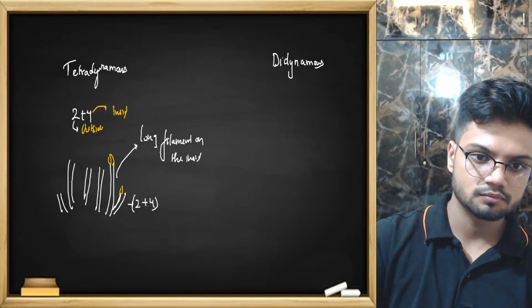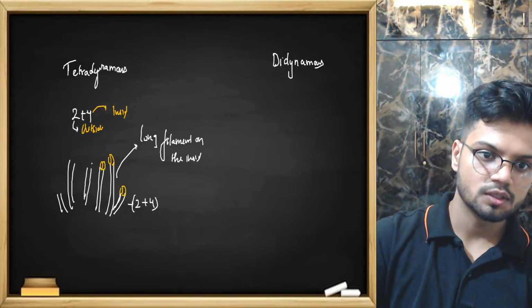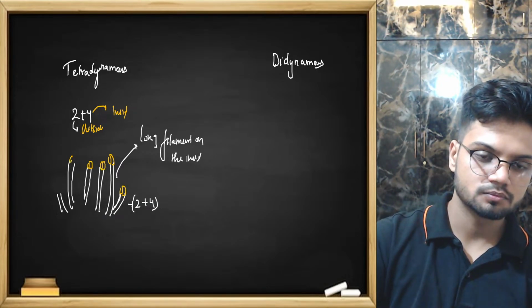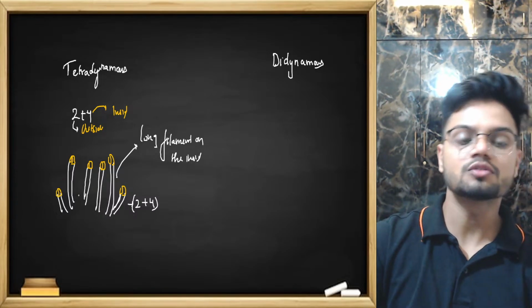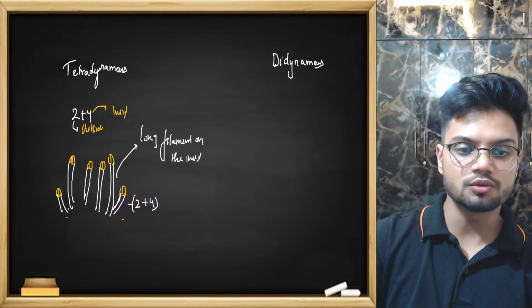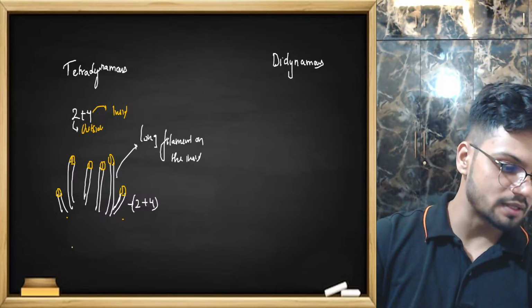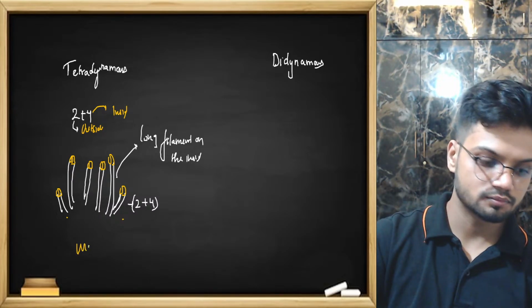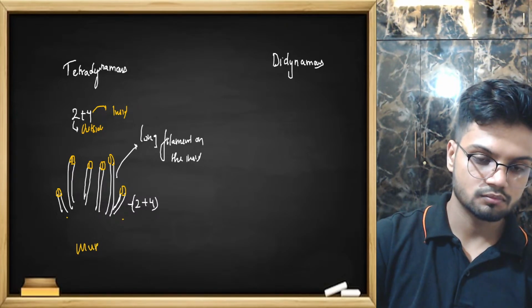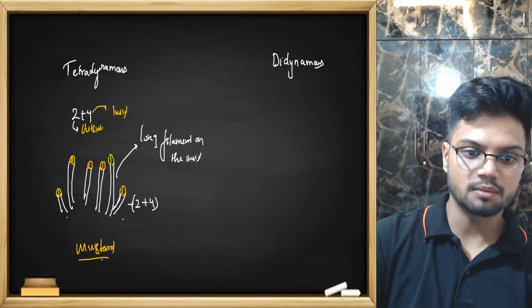Okay. Bilateral structure. This is what it looks like. 2 short on the outside, 4 on the inside. The example is very simple. That is mustard. Mustard is the example here.